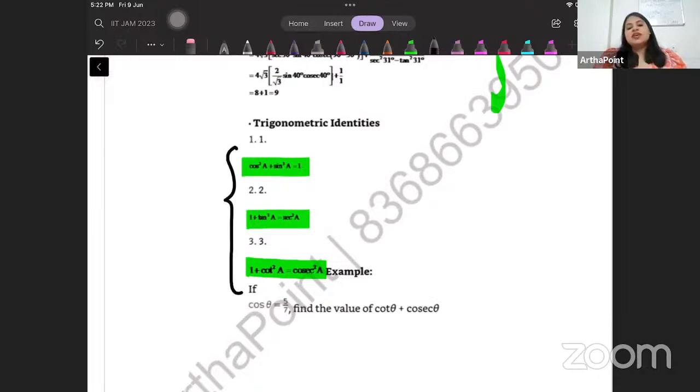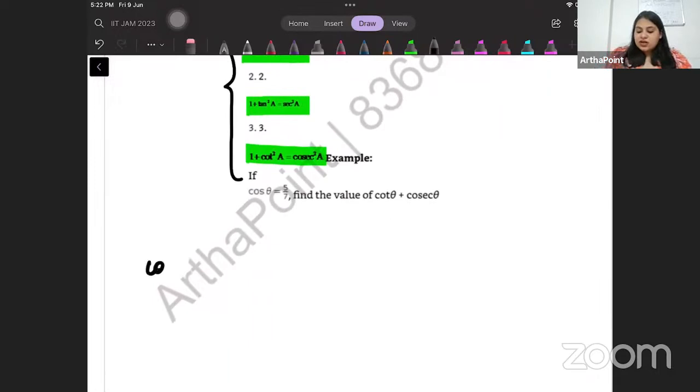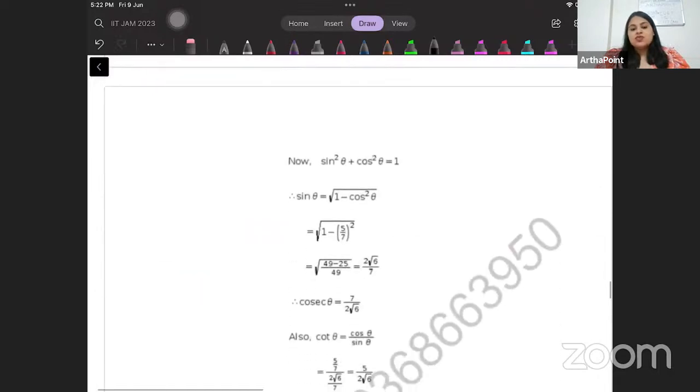Right? Let us take an example for this, beta. So it says cos theta is 5 by 7. Then find the value of cot theta plus cosec theta. Cos theta is 5 by 7. Find cot theta plus cosec theta. This is what it says.